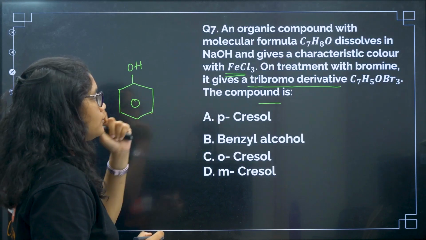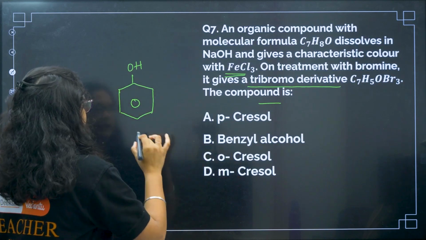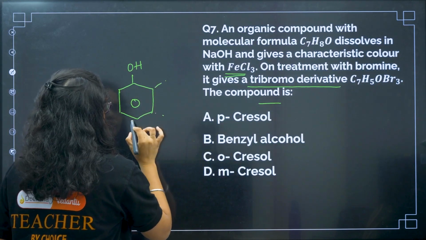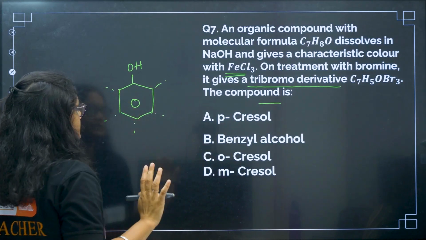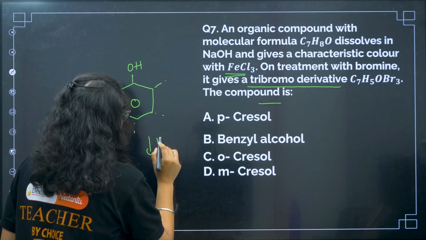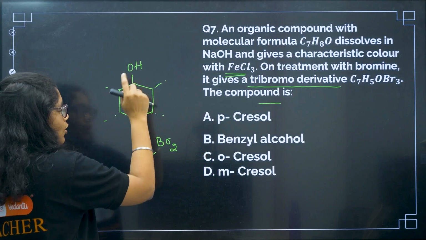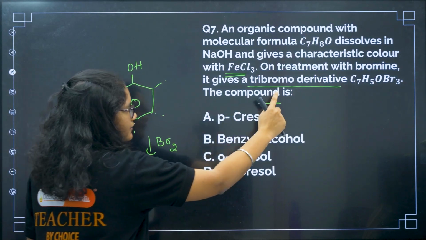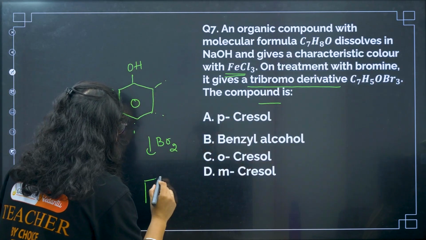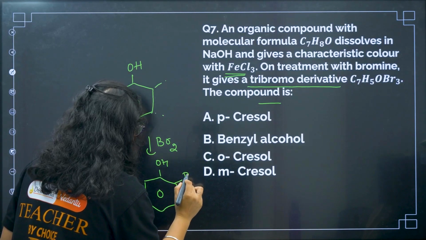Next, it is giving you tribromo, and from the formula one more carbon has to be added, right? So the carbon can be here, can be here, can be here, and all these positions are possible. But now you see, if I treat it with bromine water, we know that the OH is an ortho-para directing group and we are getting a tribromo derivative. So what should be the product? This has to be the product, right?